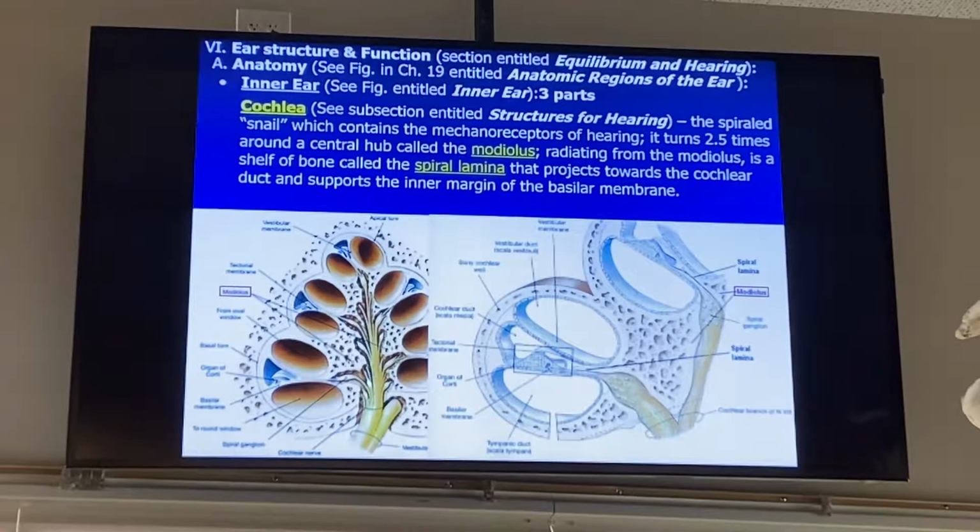Modiolus is the central bone, but this little shelf that's headed right for the spiral organ, which is part of the osseous labyrinth, is called the spiral lamina. It radiates out, heading straight for the spiral organ.